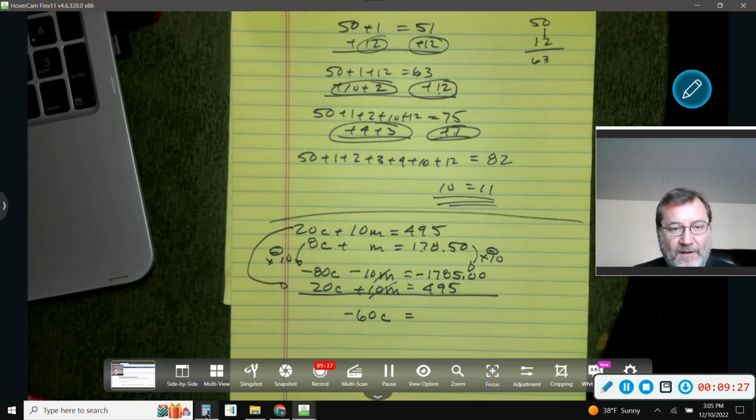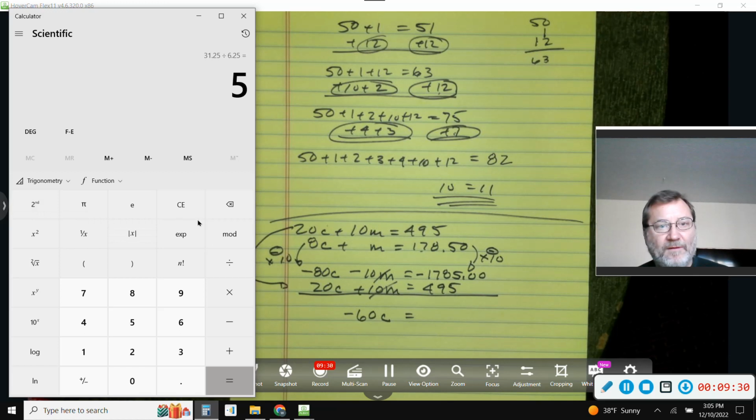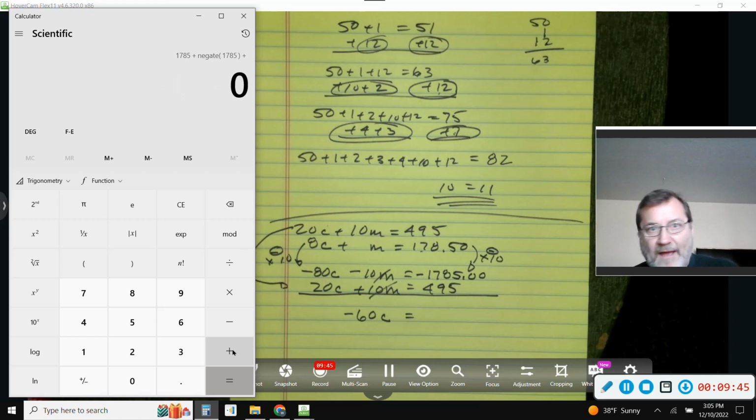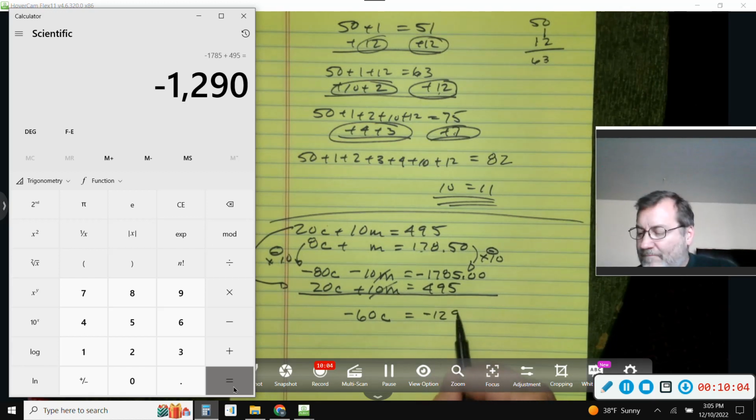All right, so let's go pull up our calculator. All right, clear out everything. And I'm going to take a negative 178.50, or 1785.0 in this case, and I'm going to add to that 495. Oops, let's clear that out again. It didn't work before. Negative 1785.0, and I add 495. I get a negative 1290.